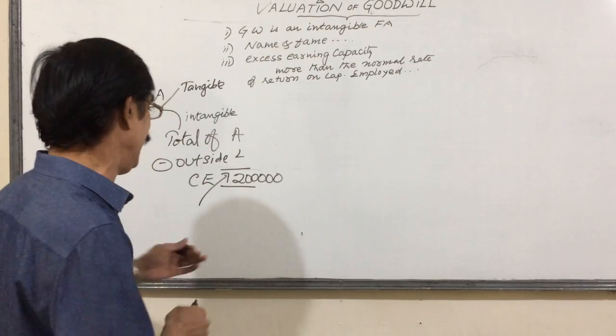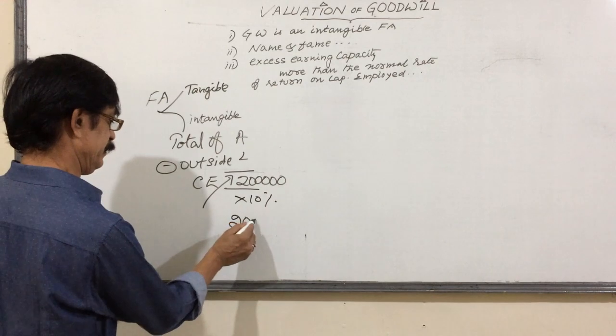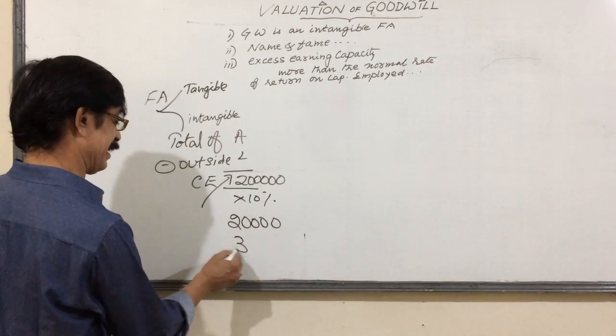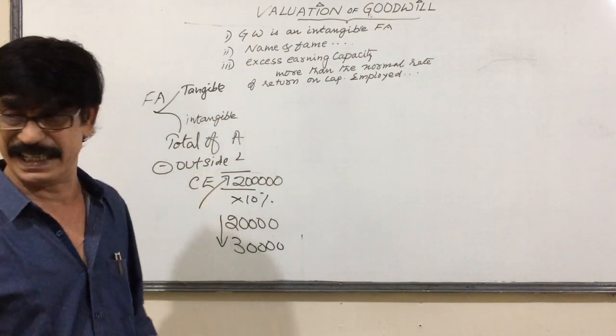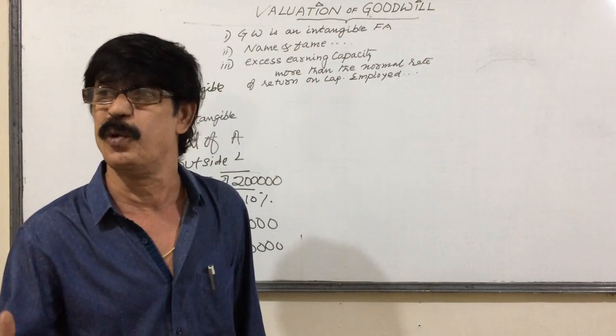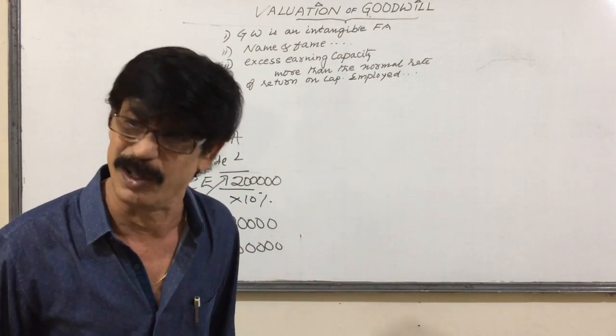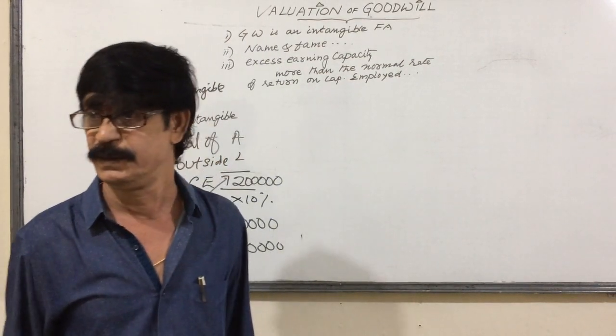10% means I have to get only 20,000. But actually I am earning 30,000. I am getting excess profits. Understand? So, goodwill is the excess earning capacity more than the normal profits, more than the normal rate of return we expected on the capital employed.